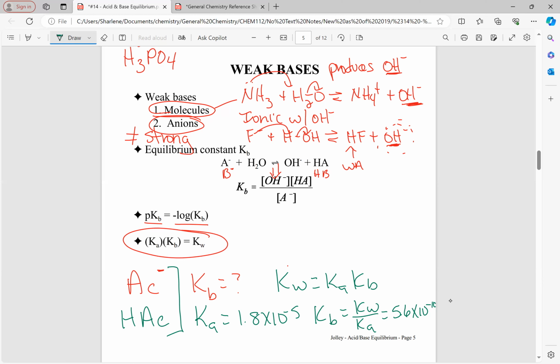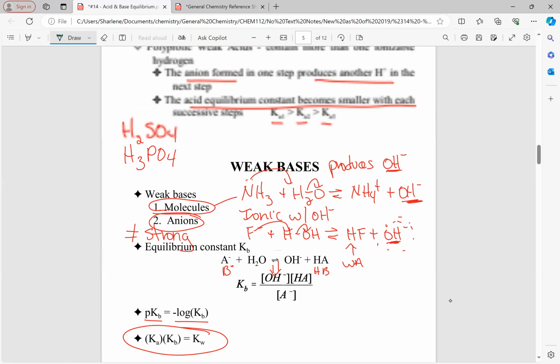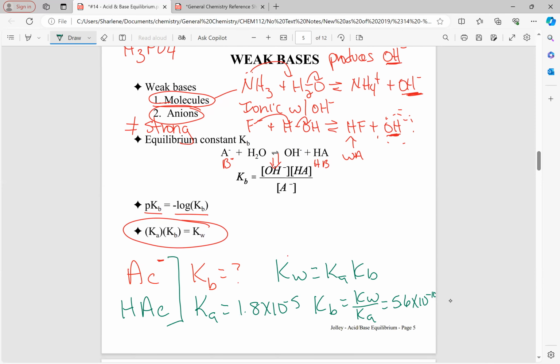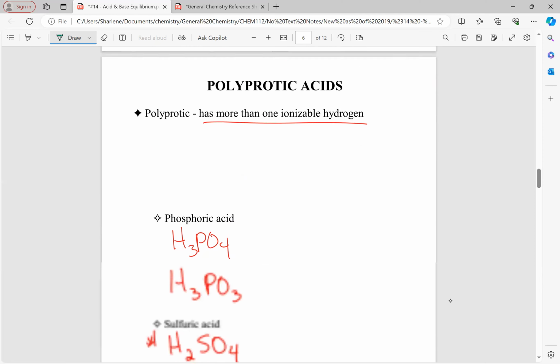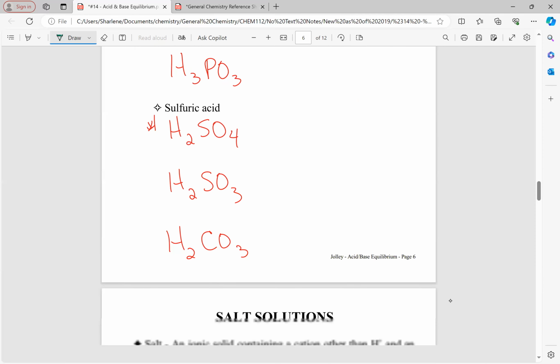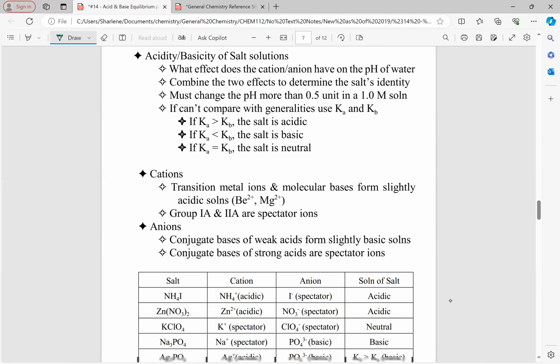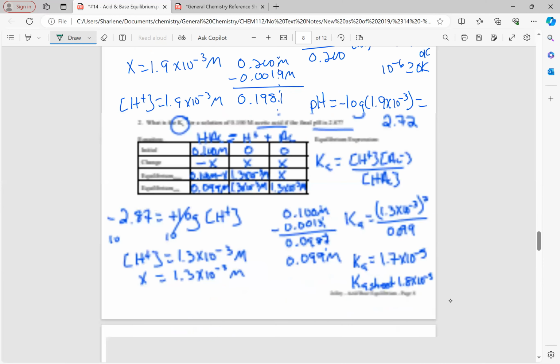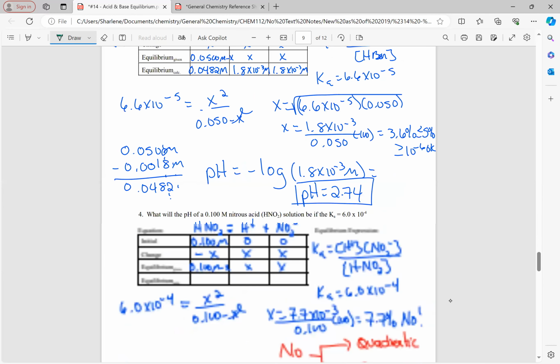Ah, weak bases. Love them, love them, love them. I'm trying to decide. You know what? I'm just going to do one of the problems on this video too. So I'm going to go down here. I also give you some weak base problems.